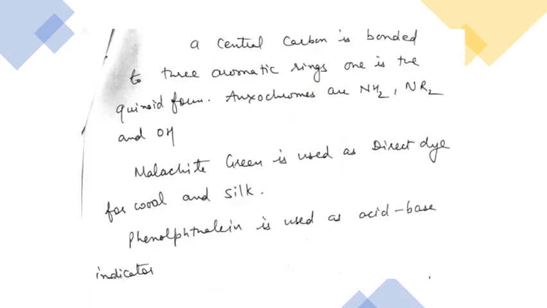So we can say the central atom in this category is bonded to three aromatic rings, as we have seen in the structure of malachite green. One is of the quinoid form; it can be or it cannot be. Oxochromes here are NH2, NR2. As NR2, we have seen two methyl groups with the nitrogen, and the two methyl groups can be displaced by hydrogen, meaning NH2 can be there, NR2 can be there, and it can be OH. All these are oxochromes, color enhancing groups in the dyes.